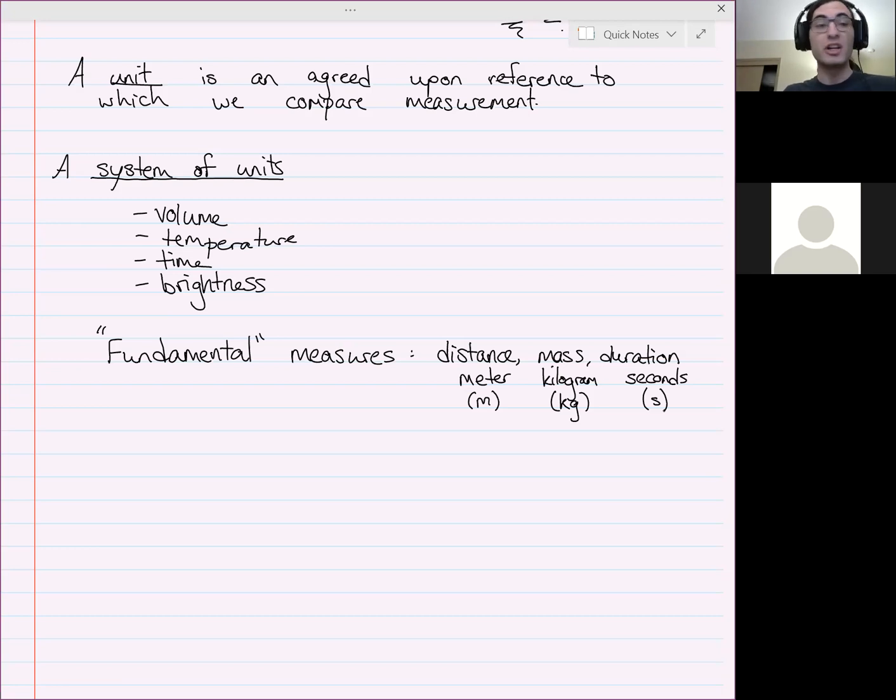There are a few other fundamental units, but for the purposes of this course, any unit we see, whether it be energy or density or volume or whatever, will just be some combination of these. For example, the unit for energy, which is known as a joule, is a kilogram times a meter squared divided by a second squared. And so you can always break any measurement up into forms of distance, mass, and duration.